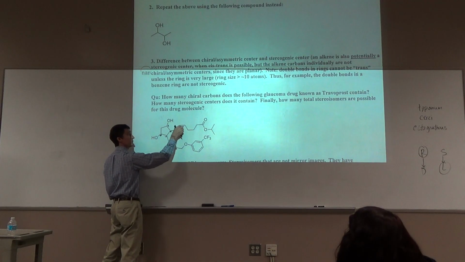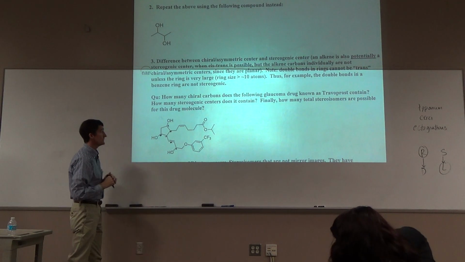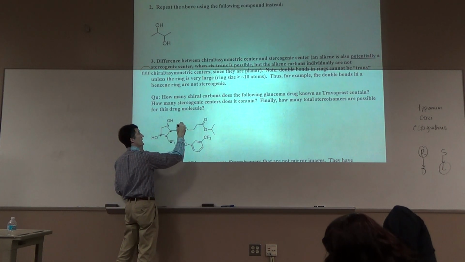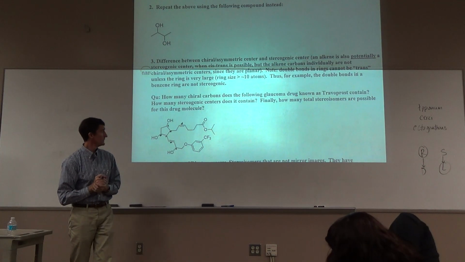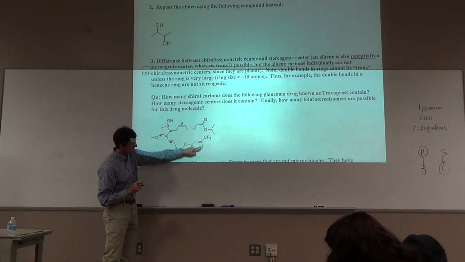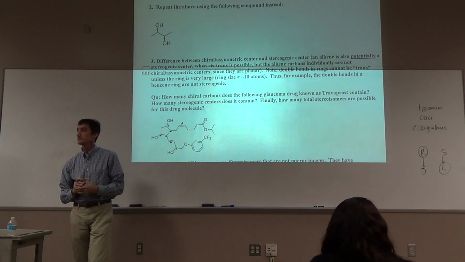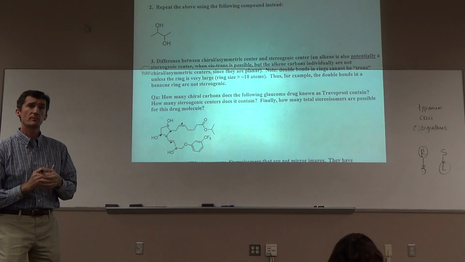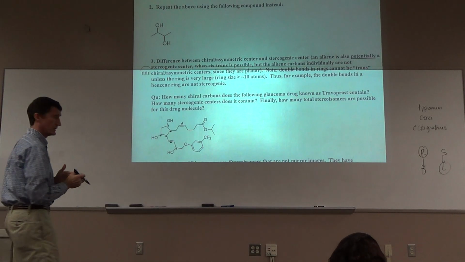What about that one? It's drawn there as cis. Could it be trans? Yes, it could be. Any others? That double bond right there is cis. Can that be trans? No, not in a 6-membered ring. 5 and 6-membered ring double bonds cannot be turned trans.